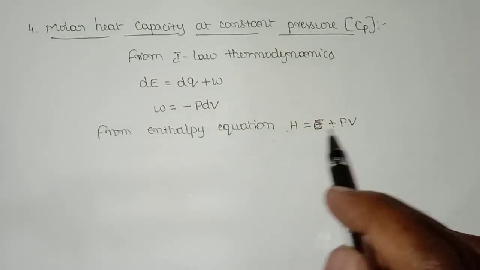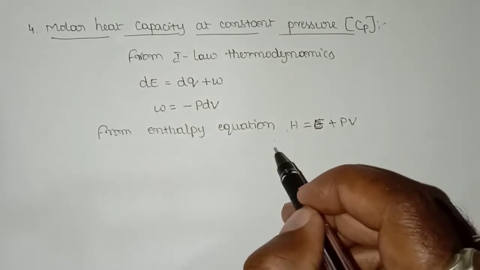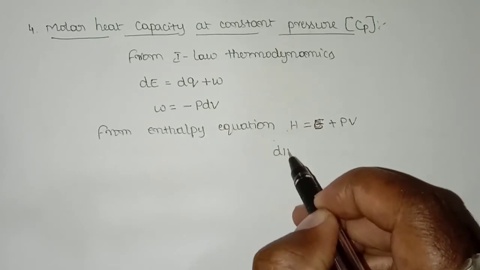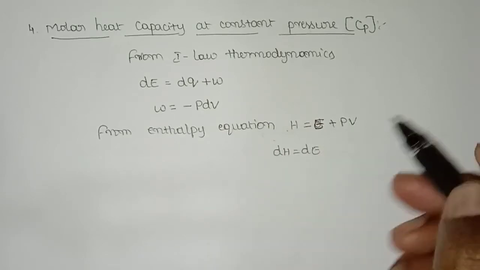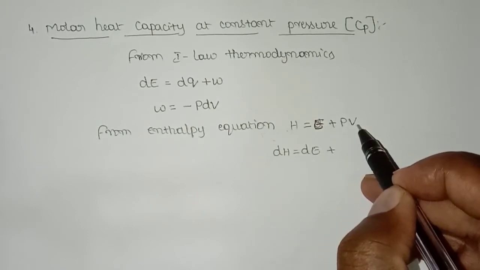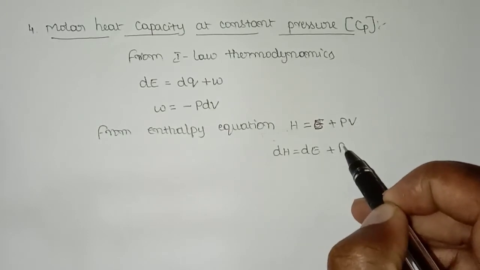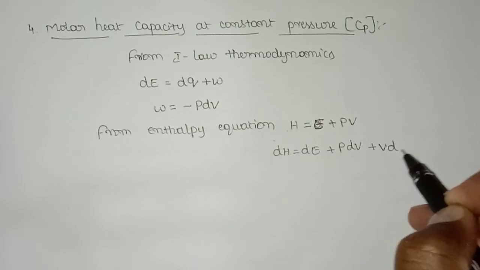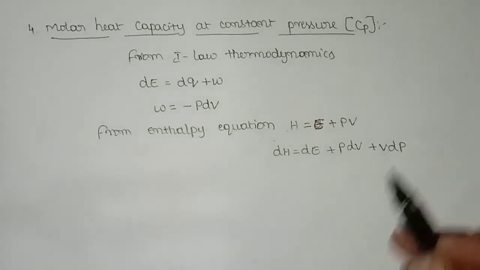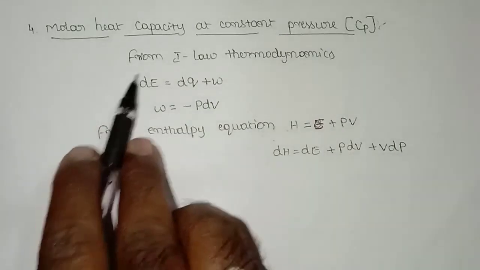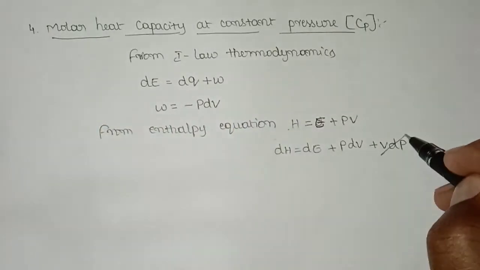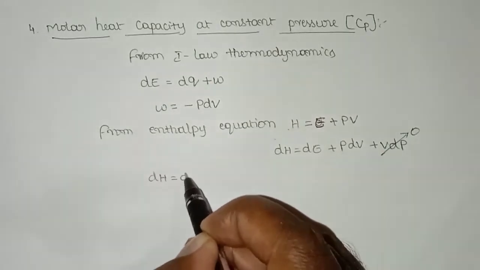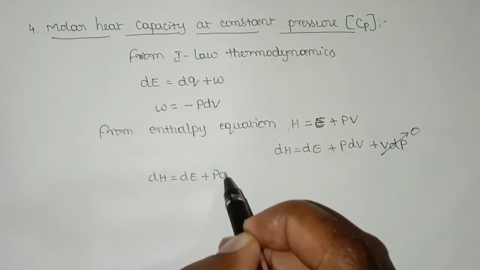Subject this particular expression to the process of differentiation. If you go with partial differentiation, the equation turns to dH is equal to dE plus, and here we have two terms, so we have to apply the product rule. By keeping the first term P as constant, differentiating the second term dV, and again keeping V and differentiating P, V into dP. But since we are maintaining constant pressure, this whole term turns to 0. So the equation left is dH is equal to dE plus P into dV.